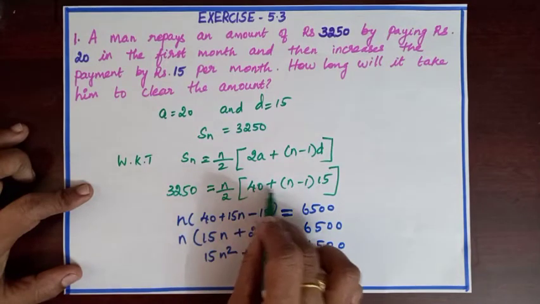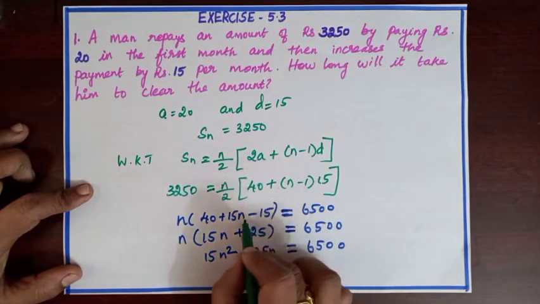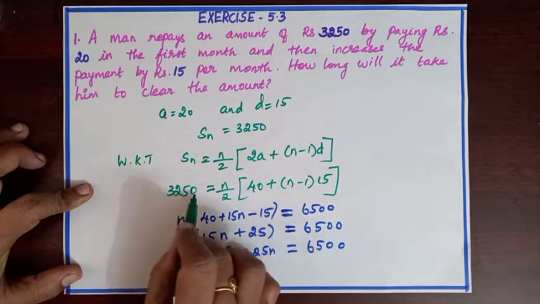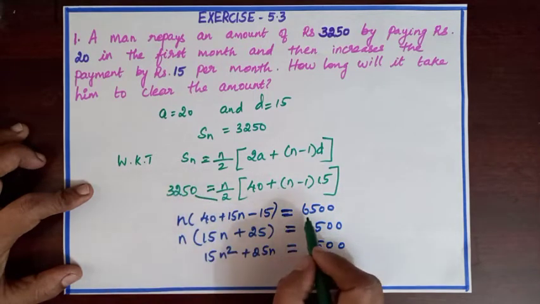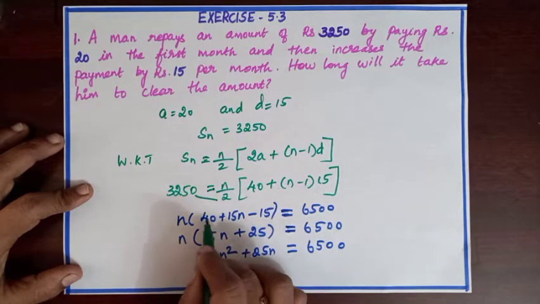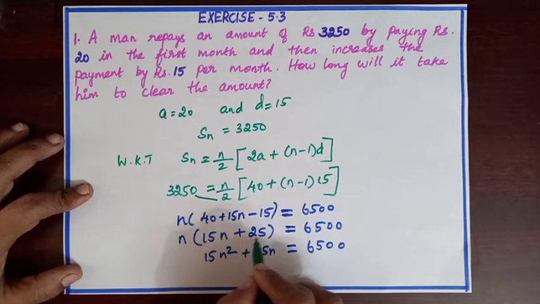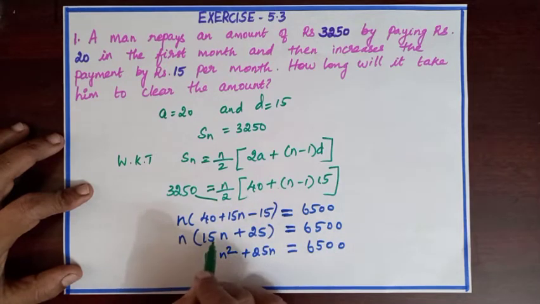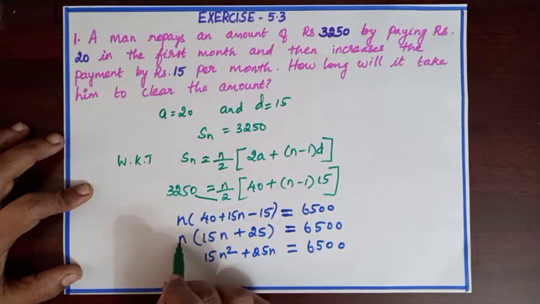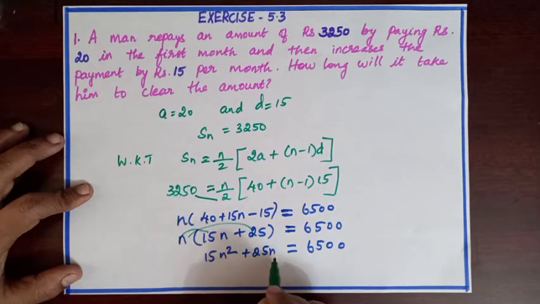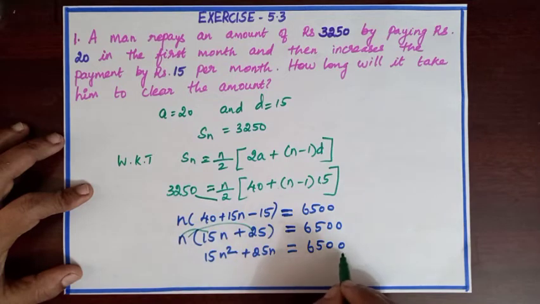n into 40 plus 50 into n is 15n, minus 1 into 15 is minus 15, equal to 3250 into 2 is 6500. n into (15n, 40 minus 15 is plus 25) is equal to 6500. Now I am going to multiply n inside the bracket. 15n into n is 15n square, plus 25 into n is plus 25n, equal to 6500.